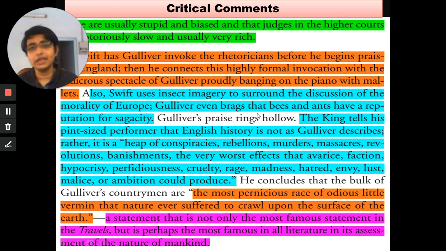In its name he killed thousands of people and hid the manuscripts of the Renaissance in various places. So English history is full of massacre, glorious revolution. English history is also about rebellion, conspiracy, and full of hypocrisy, perfidiousness, cruelty, rage, madness, hatred, and of course, ambition. Macbeth is an example of that. The history of any state is a history of rage, madness, cruelty, hatred.